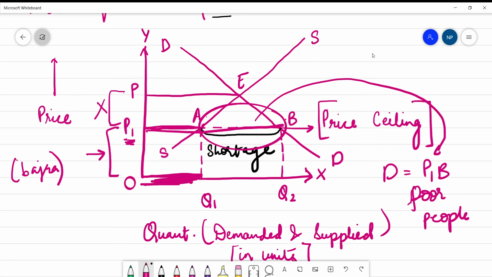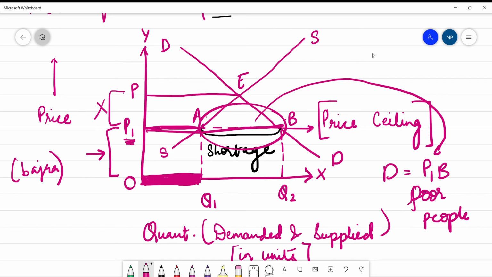But since the government interferes and tries to bring down the particular price, what will happen? The producers and the sellers then create a problem, because if the government is bringing down the price, then what will happen?